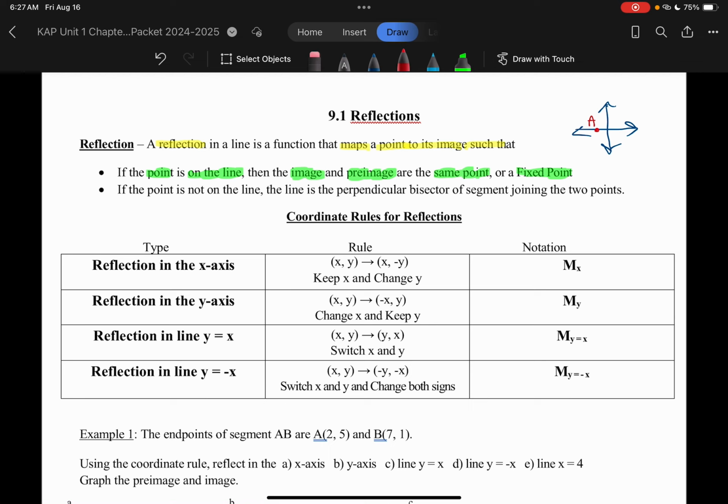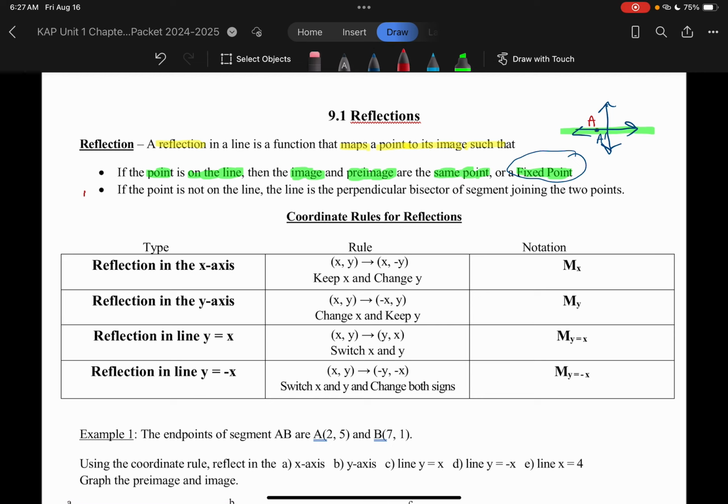When I'm reflecting, understand that reflections, and this brings us to that second bullet point. What the second bullet point is saying is that the pre-image and the image must be equidistant to that line of reflection, okay? So in this case, let's say I'm asking you to reflect over the x-axis. In this scenario, point A is 0 units away. So A prime, when I reflect it over this x-axis, is also going to be 0 units away. So this is known as a fixed point. This is a vocabulary word that you are probably going to want to commit to memory.